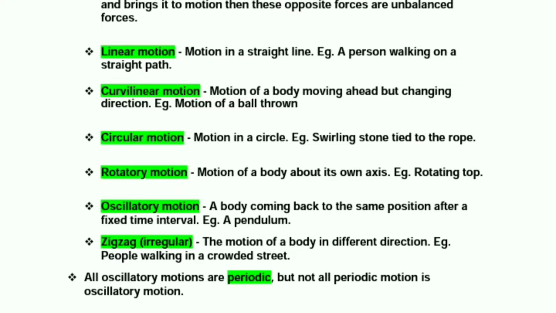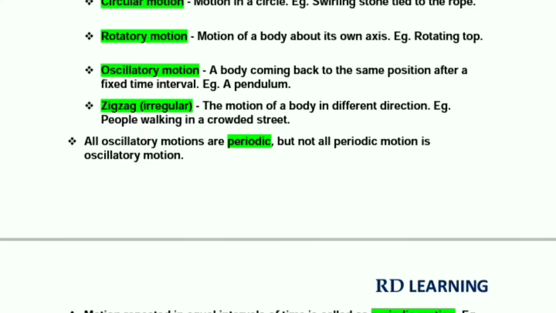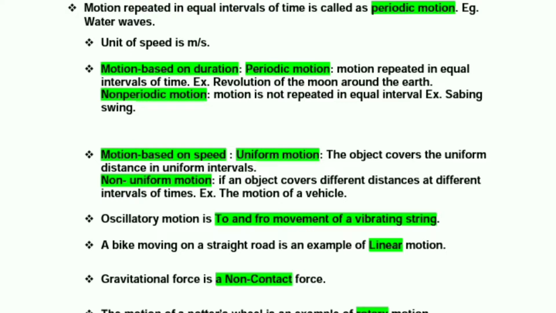Next, all oscillatory motions are periodic but not all periodic motions are oscillatory motion. Repeated in equal intervals of time is called periodic motion. Example, water waves. Unit of speed is meter per second. Next, motion based on duration: periodic motion and non-periodic motion. Periodic motion is repeated in equal interval of time. Example, revolution of the moon around the sun.